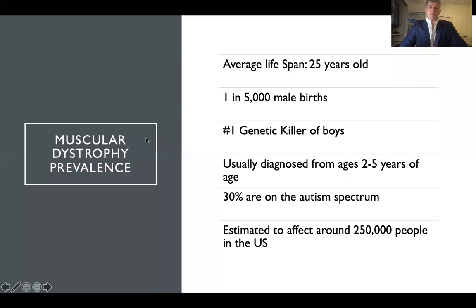And then we have muscular dystrophy prevalence. Average lifespan is 25 years old, unfortunately, and 1 in 5,000 male births are affected by muscular dystrophy. It's the number one genetic killer in boys. It's usually diagnosed from ages 2 to 5 years of age, and 30% are on the autism spectrum, and it's estimated to affect around 250,000 people in the U.S.